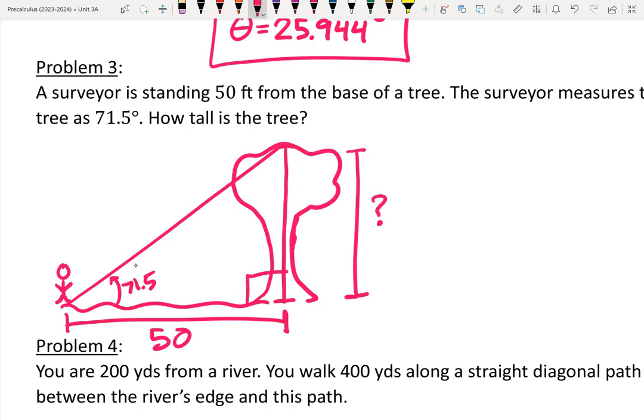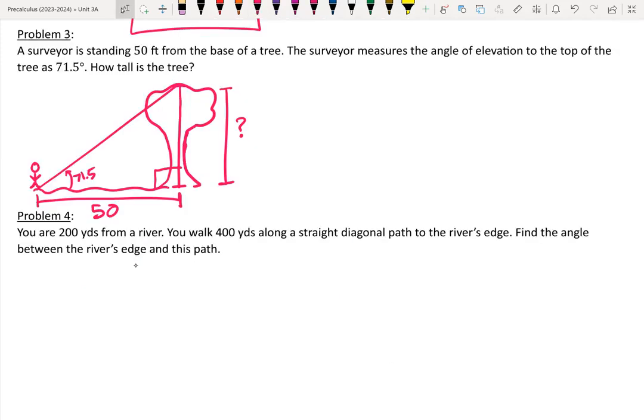Well, now we have a right triangle. Wouldn't this just be another right triangle trig problem? We have an angle, we have one side, and we want to find the other side. We would just use a trig ratio. All right, to finish this problem, we would look to see what trig ratio we would be using.